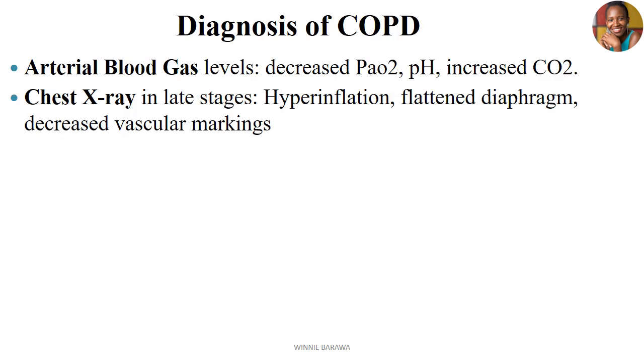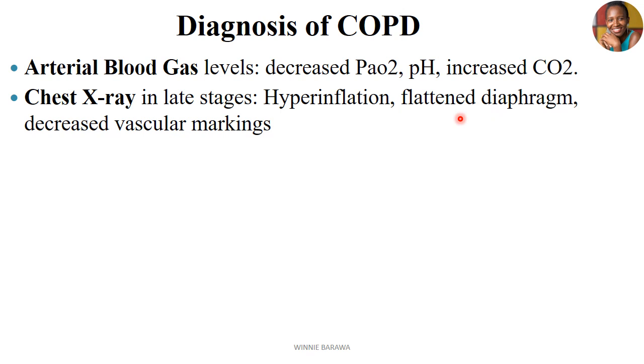So the other bit is, how do we diagnose chronic obstructive pulmonary disease? One of the best ways is to do arterial blood gas, or determination of arterial blood gas levels, whereby we shall observe decreased partial pressure of oxygen with also low pH and an increase in the carbon dioxide levels. So this basically shows we will see a status of acidity in our blood, and we will observe increased partial pressure of carbon dioxide in this blood.